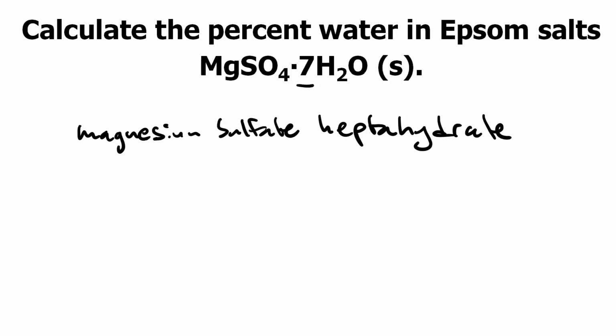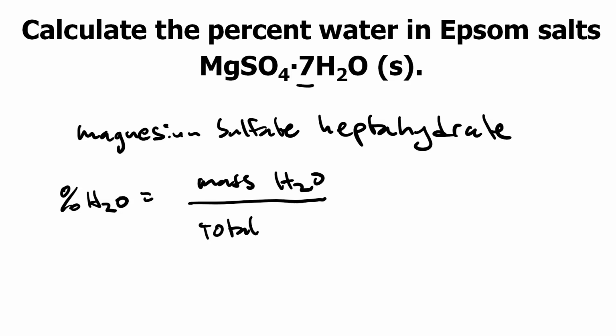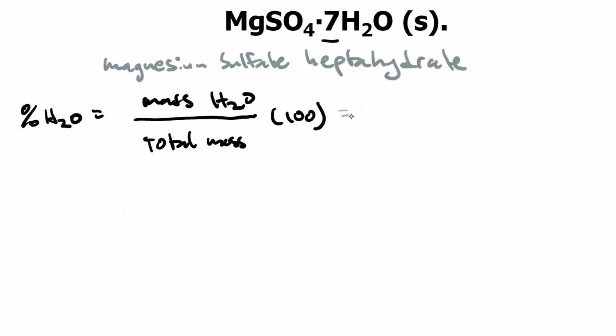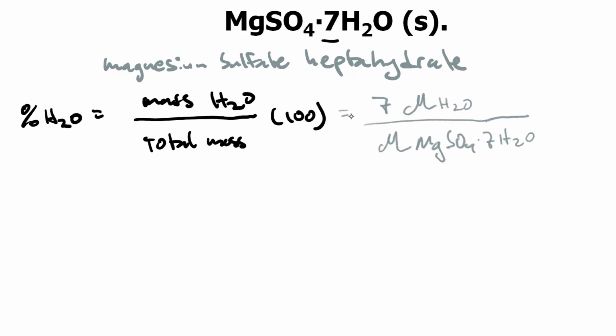So what's the percent water? We're going to use mass percent. So it's going to be the mass of the water over the total mass, multiply the result by 100 to get a percent. So that's going to equal 7 times the molar mass of water over the molar mass of MgSO4.7H2O. Times 100, of course.